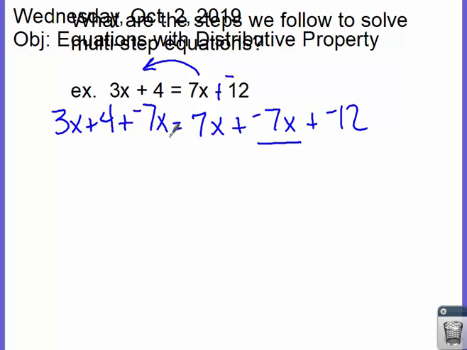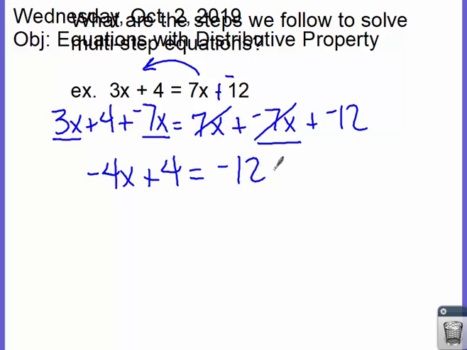Now we put like things together. On the left-hand side, I've got a 3x and a negative 7x that can go together. When I add those, I end up with negative 4x. Then I bring down the 4 that I haven't dealt with yet. Over on the right-hand side, my two 7x's go away. They make 0x, which we know is just 0. So we don't put anything, equals negative 12, because the negative 12 comes down. That's step number one. I got my letters together.